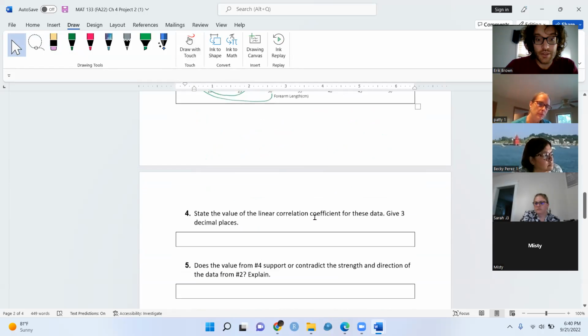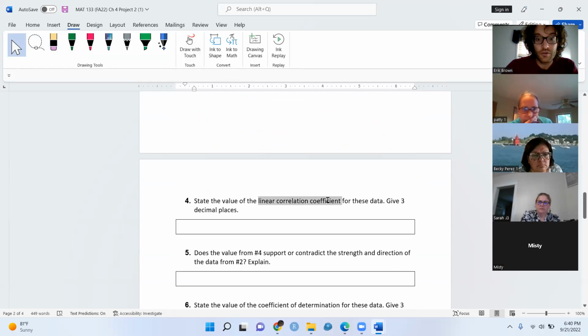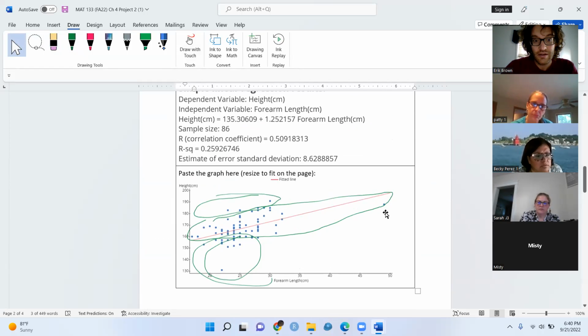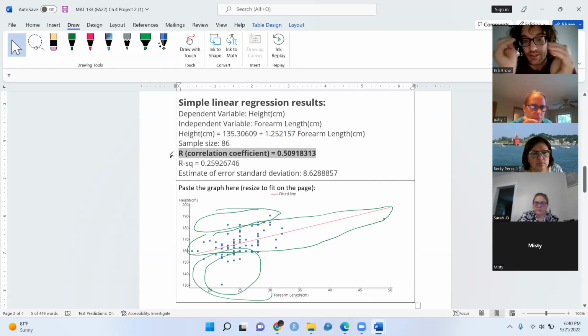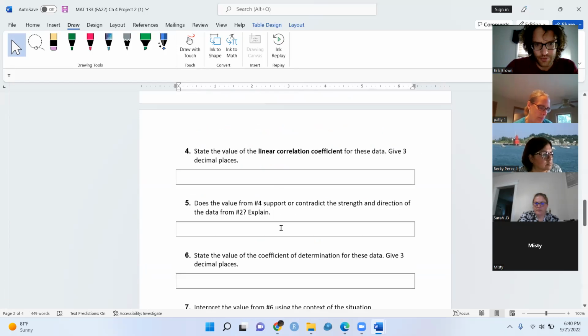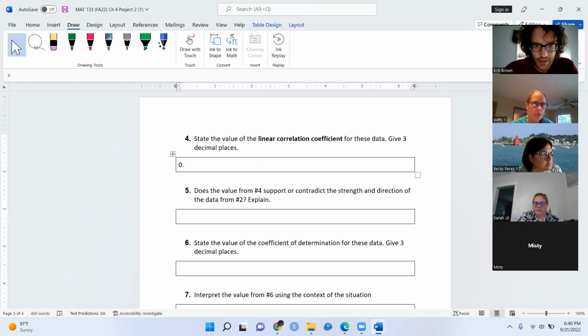And the first thing we do is to state the linear correlation coefficient. Do y'all know what that is? 0.509. You got it. Note StatCrunch states it as capital R and then parentheses correlation coefficient. So StatCrunch is kind on the R value because it states both right next to each other. So we just need the point, we needed 3 decimal places, right? So 0.509. Awesome.